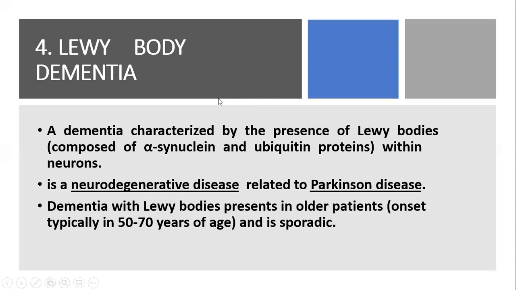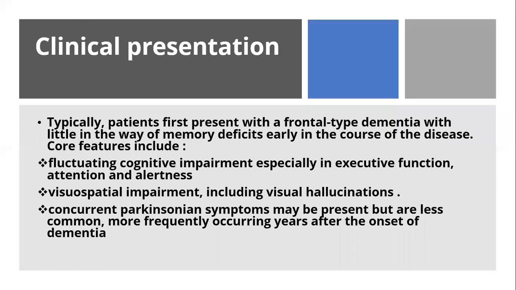Lewy body dementia. A dementia characterized by the presence of Lewy bodies composed of alpha-synuclein and ubiquitin proteins within neurons. It is a neurodegenerative disease related to Parkinson's disease. Dementia with Lewy bodies presents in older patients, onset typically in 50 to 70 years of age, and is sporadic. Clinical presentation: typically, patients first present with a frontal type dementia with little in the way of memory deficit early in the course of the disease.